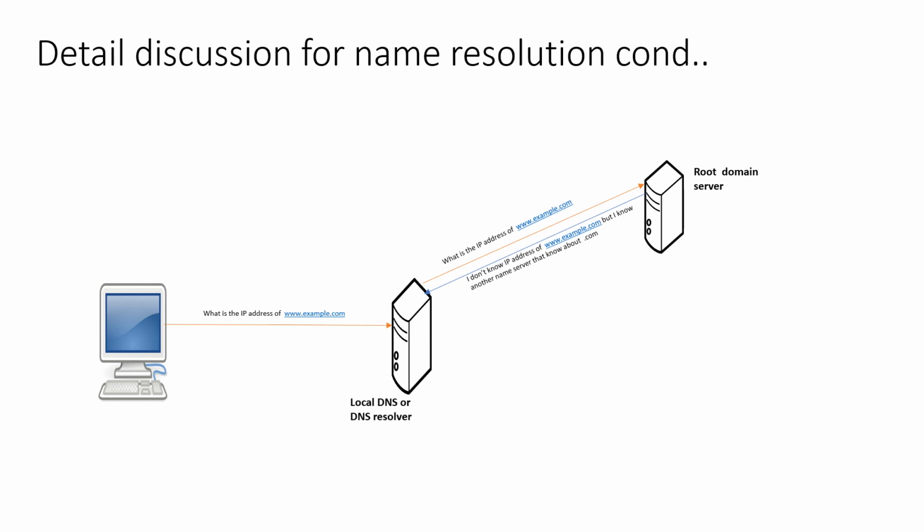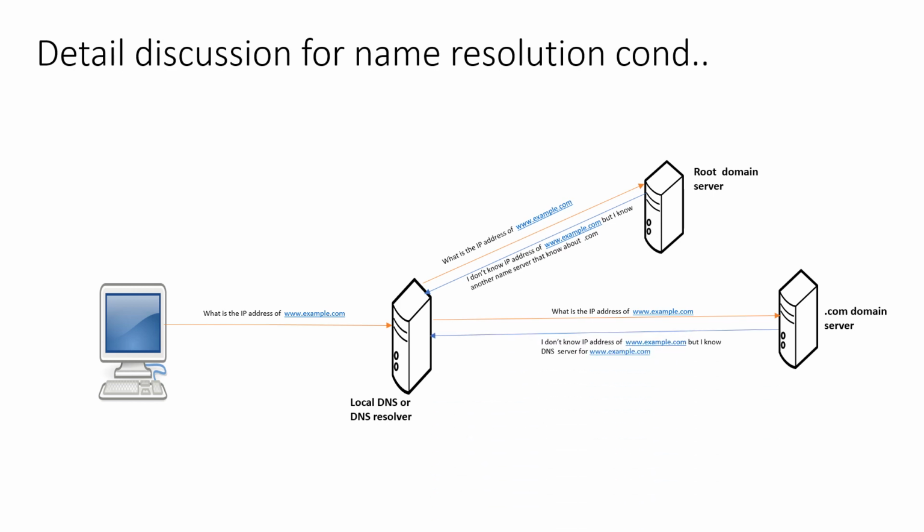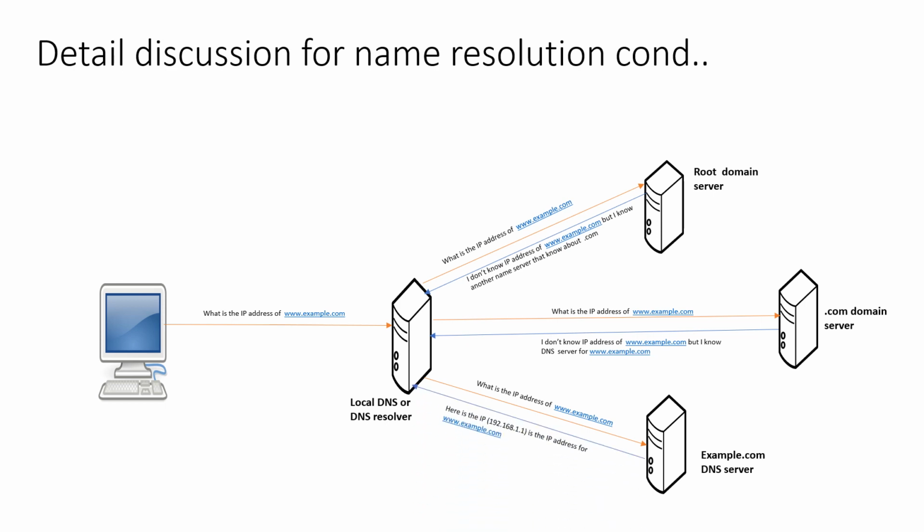The DNS resolver asks the same question again, what is the IP address of www.example.com, to the .com domain server? The .com domain server doesn't know about www.example.com, but it knows about the DNS server of example.com. The DNS resolver again asks the same question, what is the IP address of www.example.com, to the example DNS server? The example DNS server responds back with the IP address 192.168.1.1, and the DNS resolver responds back with the same IP address to the user.